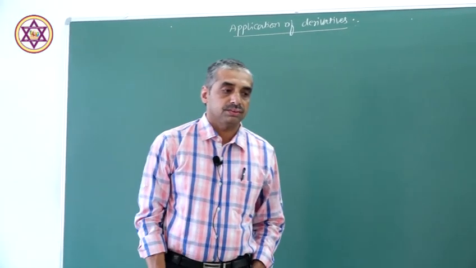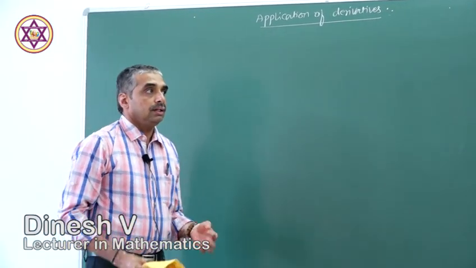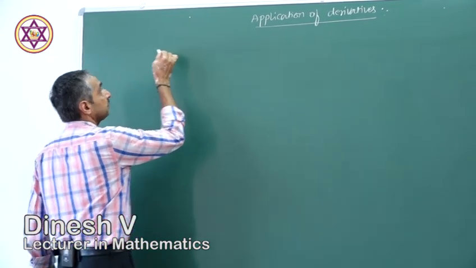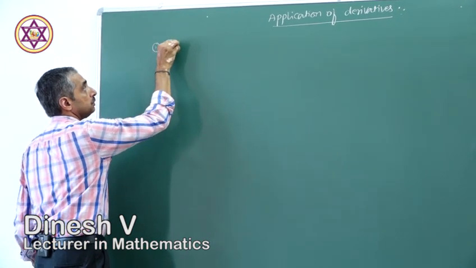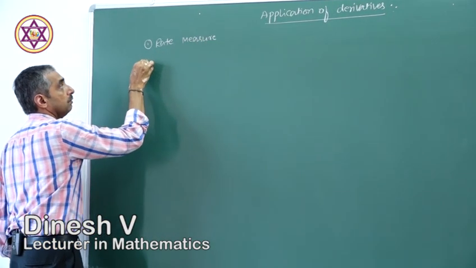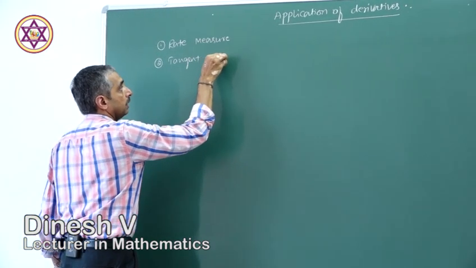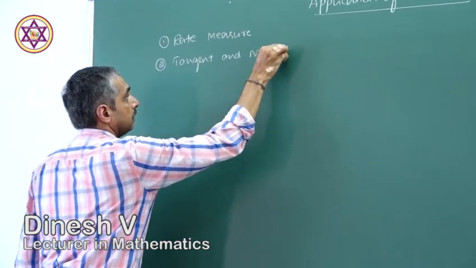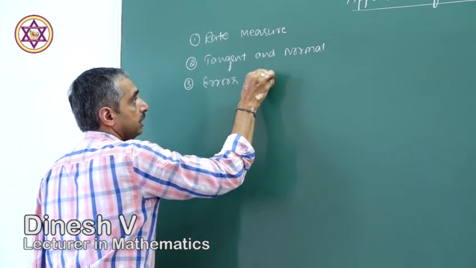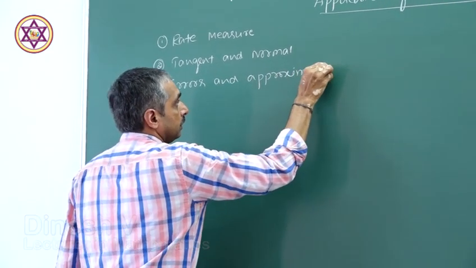Today we shifted to the topic of applications of derivatives. Application of derivatives consists of 5 small chapters. The first one is rate measure. The second one is tangent and normal. The third one is errors and approximation.